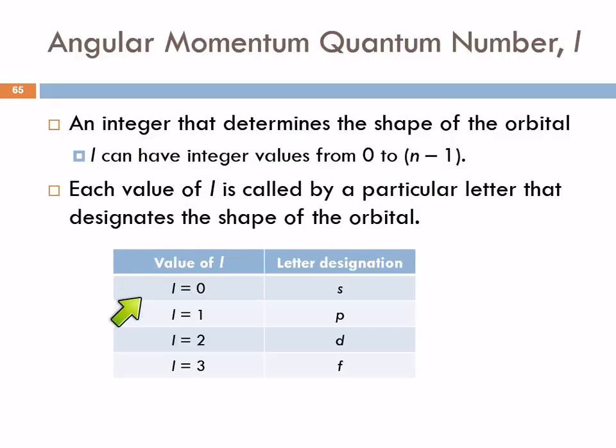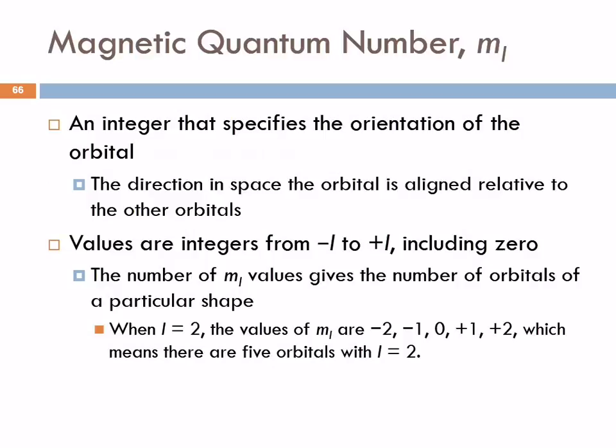Each value of L is given a letter designation. And you might think it would be nicer if they made these A, B, C, D instead of S, P, D, F. There is historical background for that. I always forget what S stands for. I looked it up once. P is for principal, D is for diffuse, F is for fine, and they came about from descriptions of the lines in the emission spectra. So there's a reason that it's not A, B, C, D. If L equals 0, that's called an S orbital. L equals 1, a P orbital, etc.